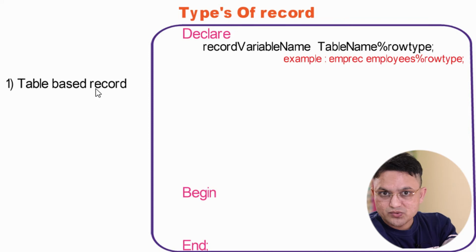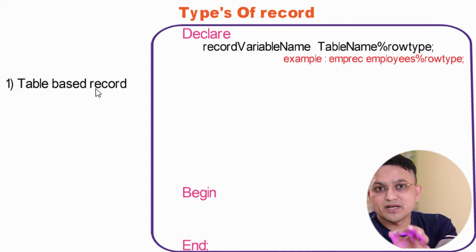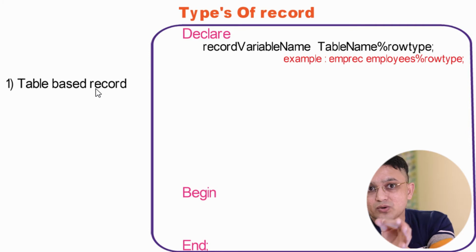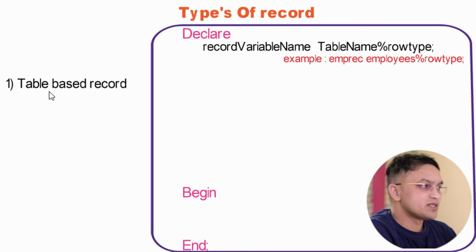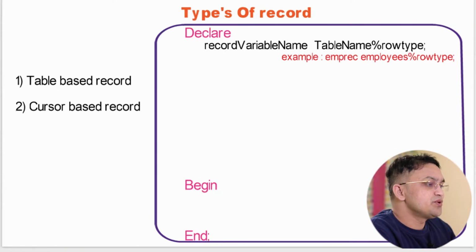So let me summarize what exactly the table based record is. A table based record is used in order to store the complete table record, or I can say a table row. So that is nothing but your table based record. Moving on to the next record, which is nothing but your cursor based record.